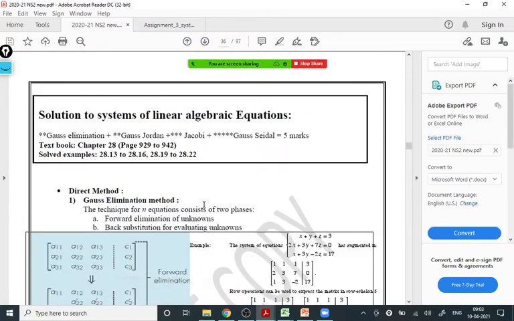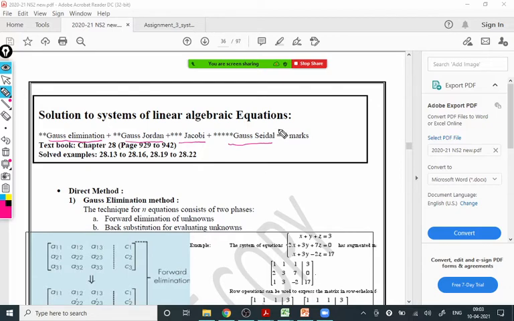So the topic that we started in the last session, mainly the solution of a system of equations, will continue again. Only one method was completed in the last session. There are a total of 4 methods, as we discussed, to solve the system of equations: Gauss elimination, Gauss Jordan, Gauss Jacobi, and Gauss Seidel.